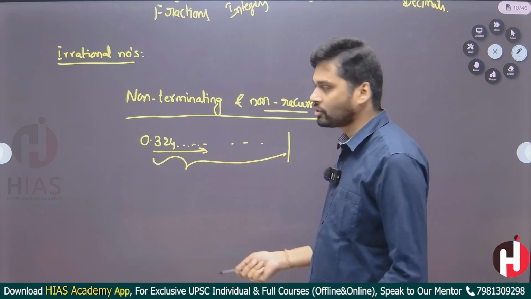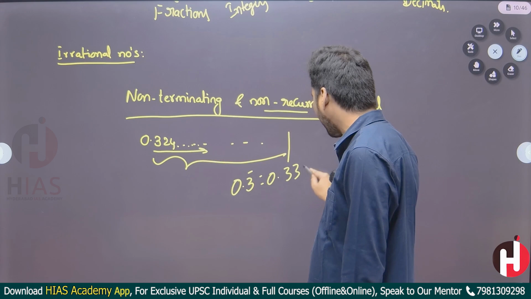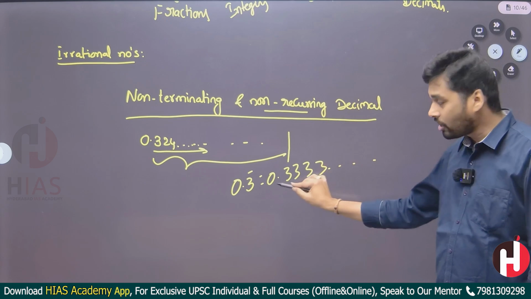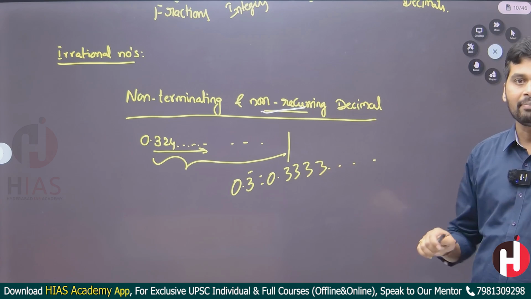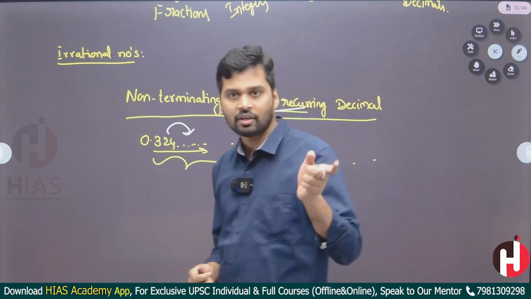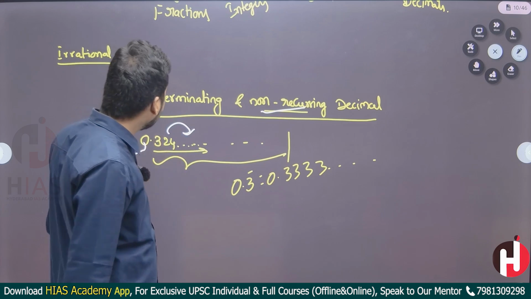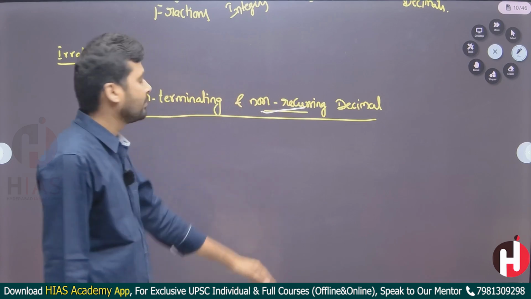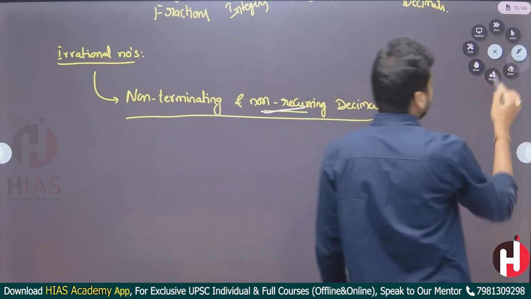At the same time, suppose you take 0.3 bar. It is also non-terminating, because 0.333333 can be written endlessly. But it is a recurring decimal. That's why the definition says non-terminating and, at the same time, non-recurring. The digits should not be repeated again, the same 0.32 pattern should not repeat. So non-terminating and non-recurring decimals are called irrational numbers.